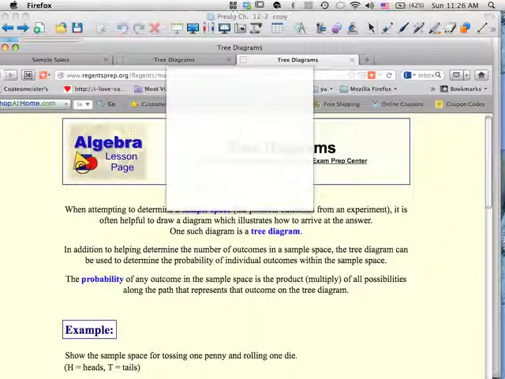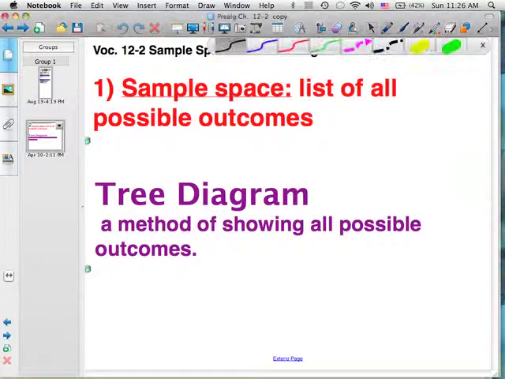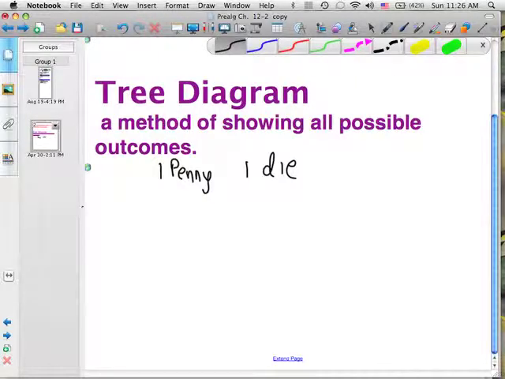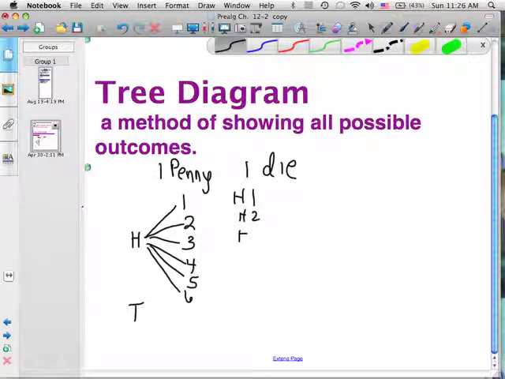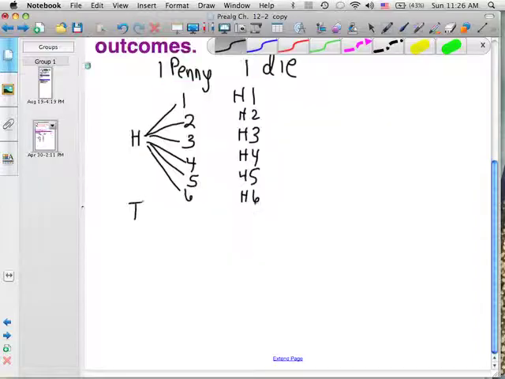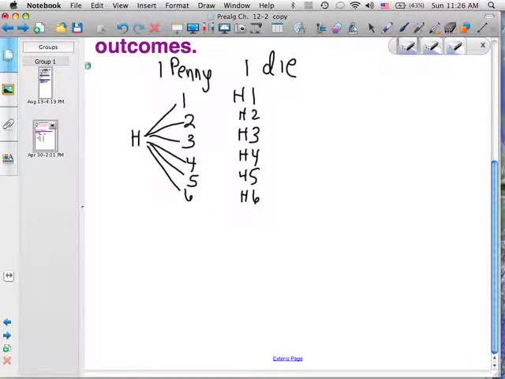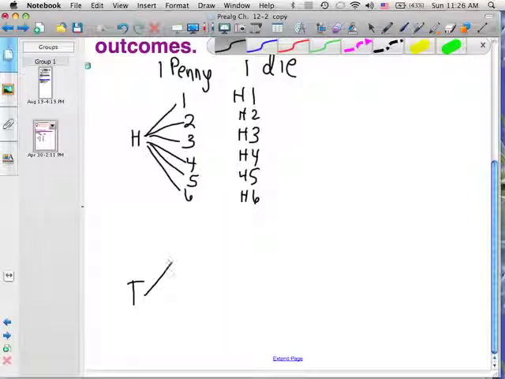a tree, basically. So if I wanted the sample space for tossing 1 penny and rolling 1 die, so it'd be 1 penny and 1 die. Well, the penny I could have heads or tails, and the die, after the heads, I could get a 1, a 2, a 3, a 4, a 5, or a 6. So my outcomes are heads 1, heads 2, heads 3, heads 4, heads 5, and heads 6. And the same thing happens if I roll the die after tails.